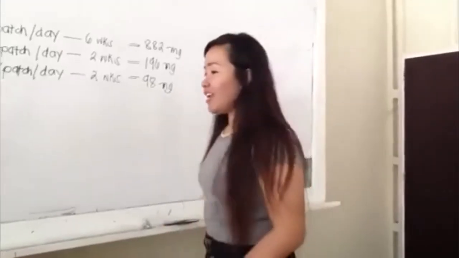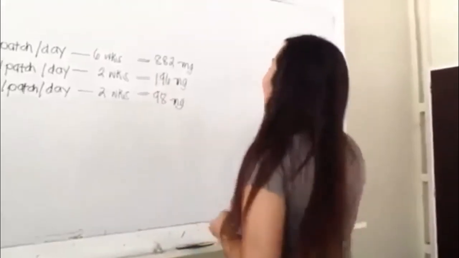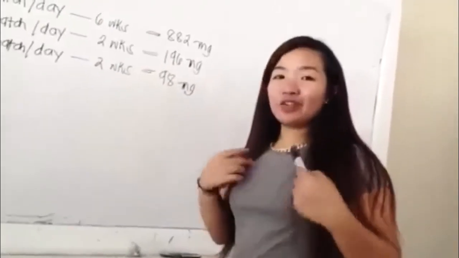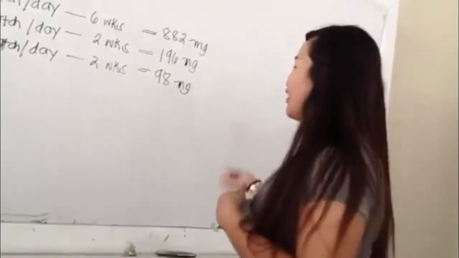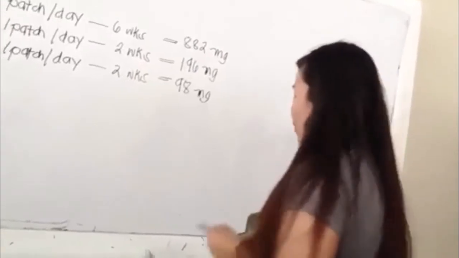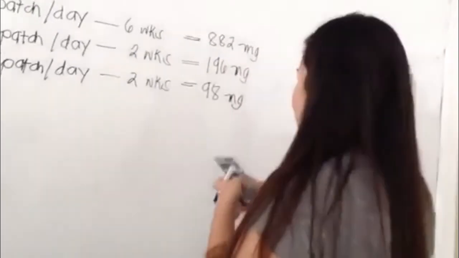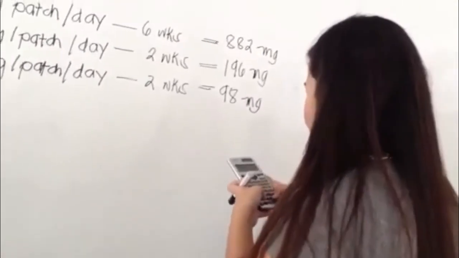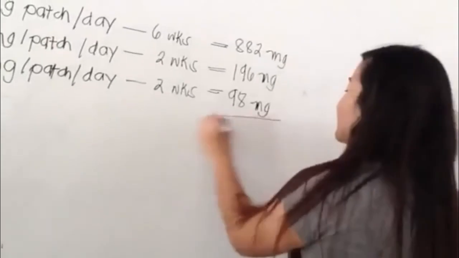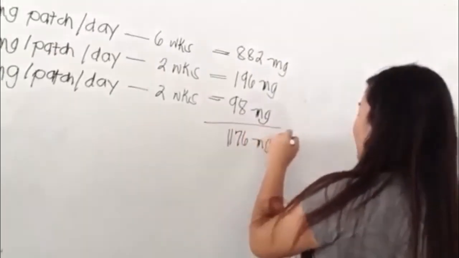The problem here was, in all, how many milligrams of nicotine are administered. So, we need to simply add these results in order to get the total quantity of nicotine in milligrams administered to the patient. So, 882 milligrams plus 196 milligrams plus 98 is equal to 1,176 milligrams of nicotine.